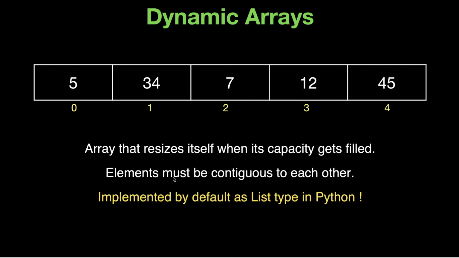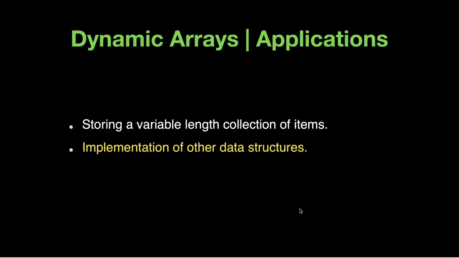And then similar to arrays, the elements must be contiguous in memory. They must be contiguous to each other, and they are implemented by default as the list type in Python. Actually Python is a very interesting language. It has already implemented the dynamic array as a list type.